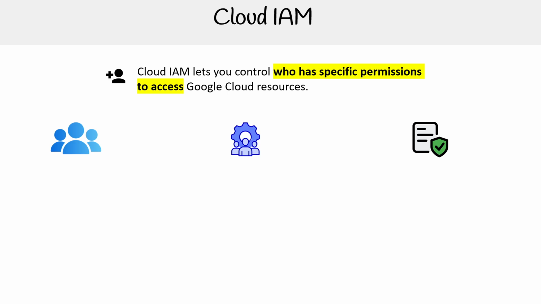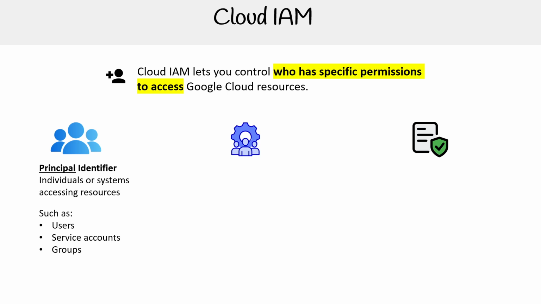So let's talk about the three major components, and then we will go deeper in future videos. So the first one is the principal identifier. This will just be called principal when you are in the Google console. But this is either individuals or systems accessing resources. This could be a user, a service account, a group. So just understand the word principal is going to be something that identifies something that is going to get permissions.